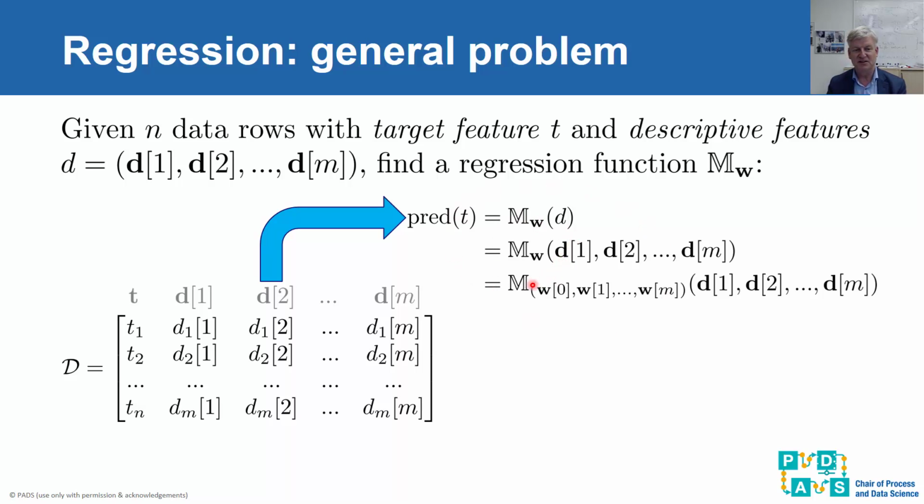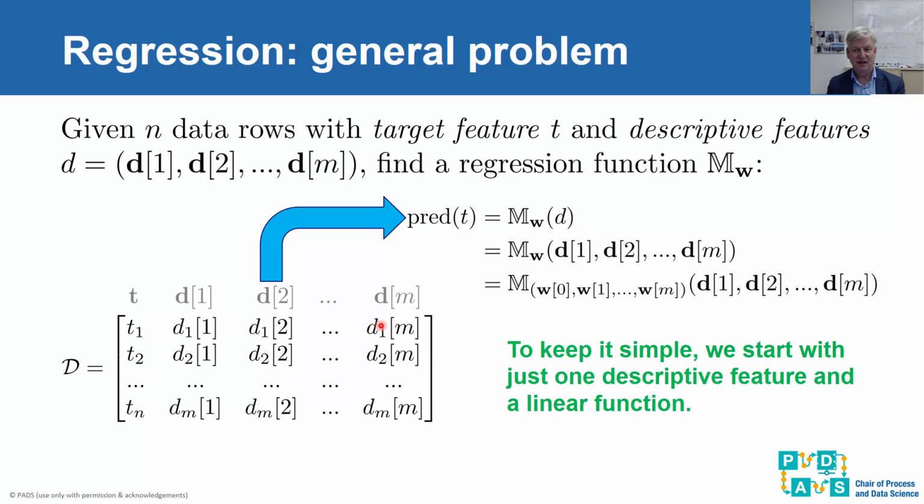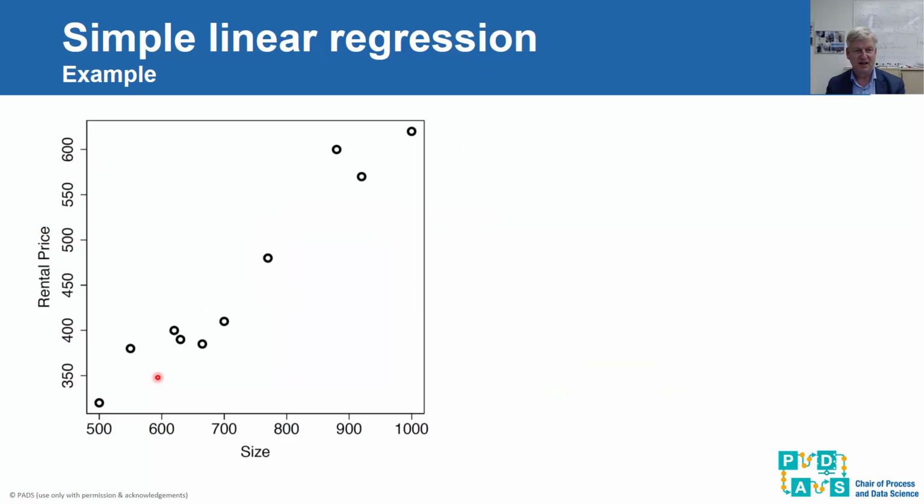So we will come back to this representation in a minute, but you can think of a data set as a table. Note that normally we write the target feature at the end, in the last column. Here it is listed as the first column, but nothing new for you. We have n instances and m descriptive features. To keep it simple, as I mentioned before, we just assume that we have just one descriptive feature, so that we can visualize it nicely in a graphical way.